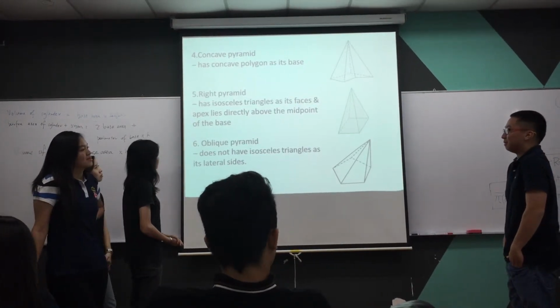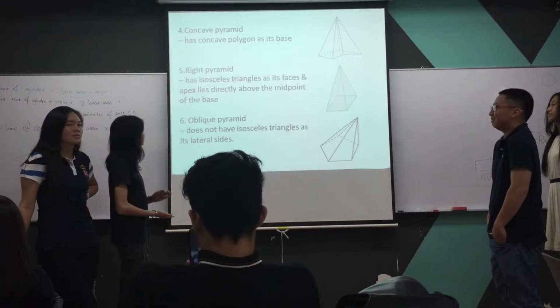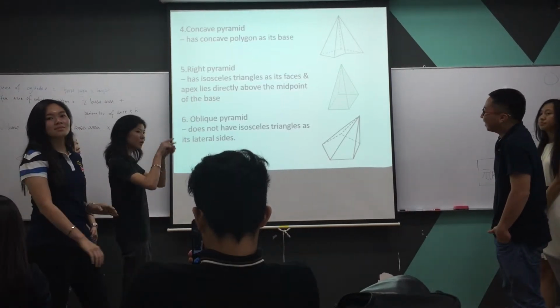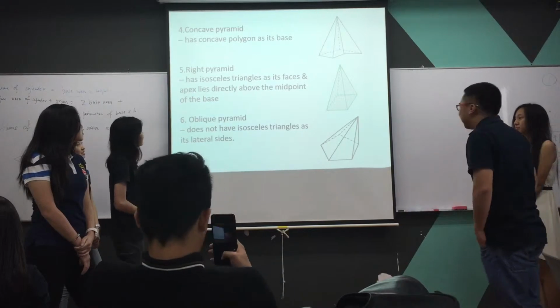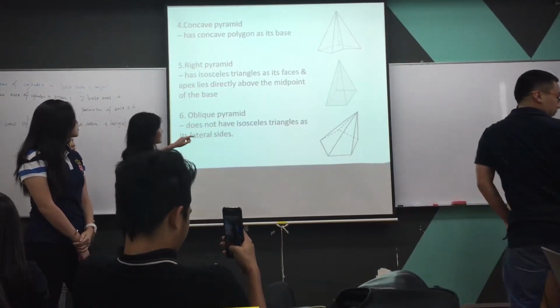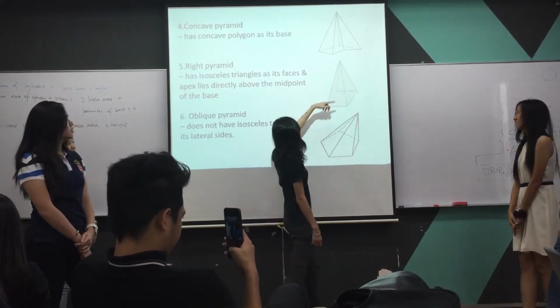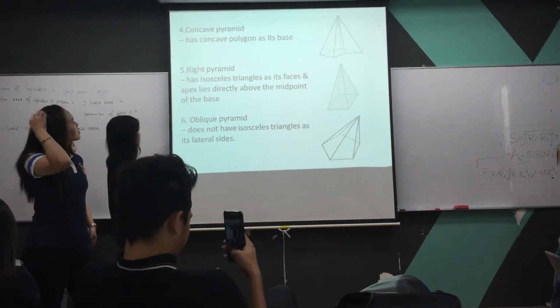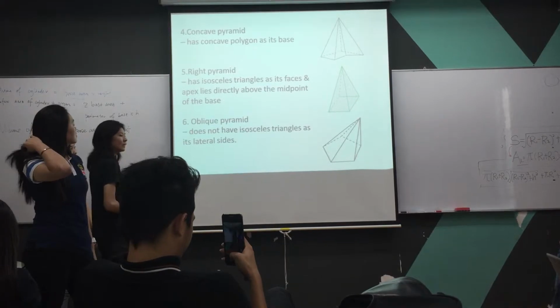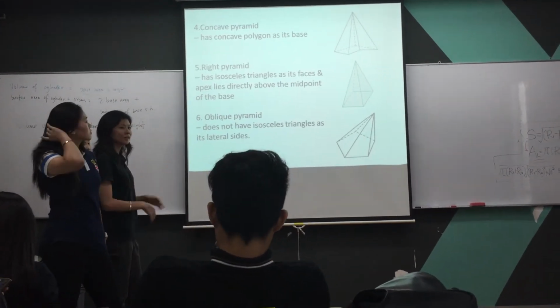Next, we have the right pyramid. They have isosceles triangles, where the lengths of the sides are the same, and the apex lies directly above the midpoint of the base. Lastly, we have the oblique pyramid. It's different from the right pyramid, where they don't have equal lengths of side pieces.